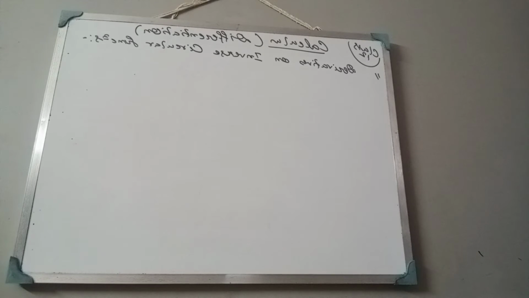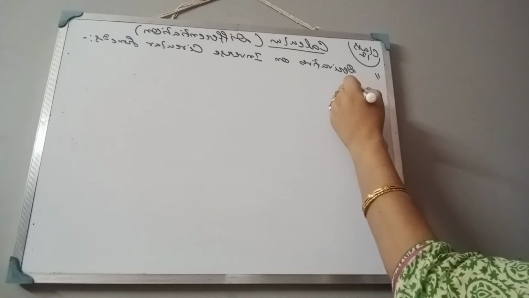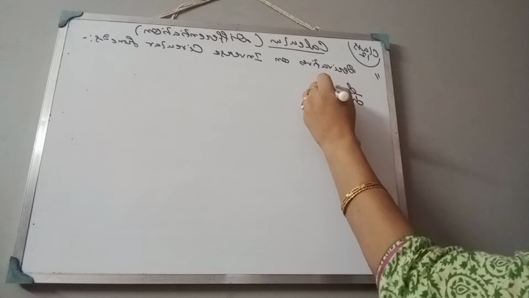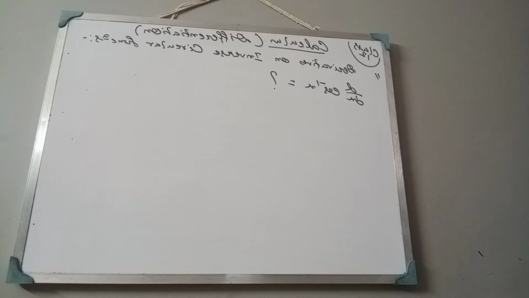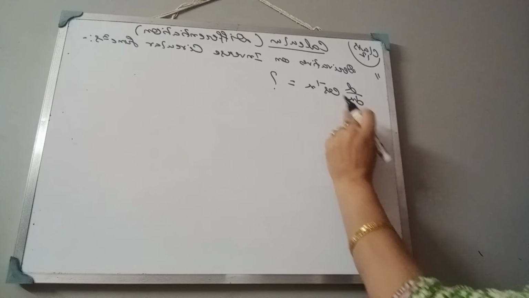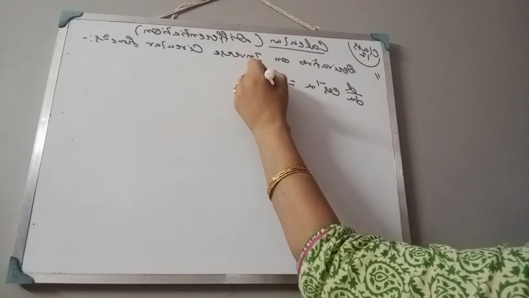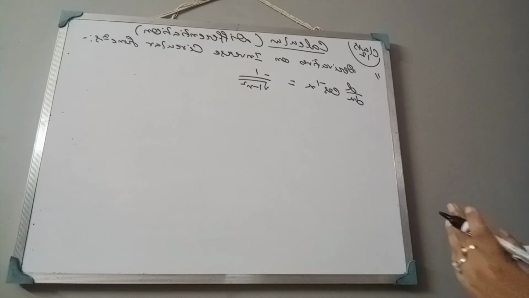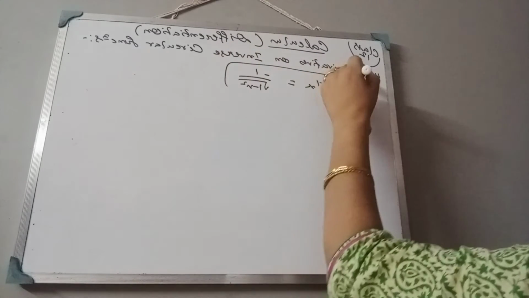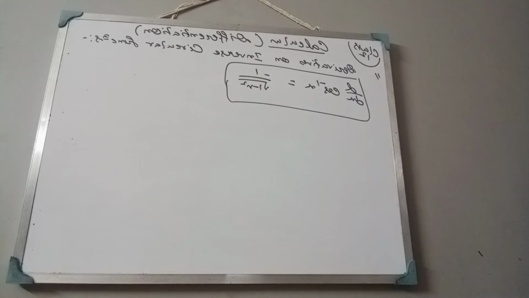Next is the derivative of cos inverse x. That means d/dx of cos inverse x we have to find out. Already we have got the derivative of sine inverse x as 1 by square root of 1 minus x square, and for d/dx of cos inverse x, by doing the same method, we will get minus 1 by square root of 1 minus x square.